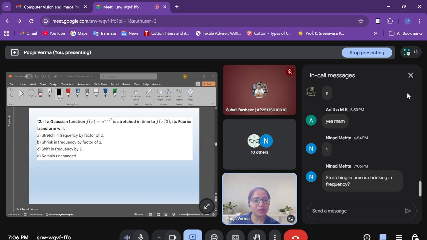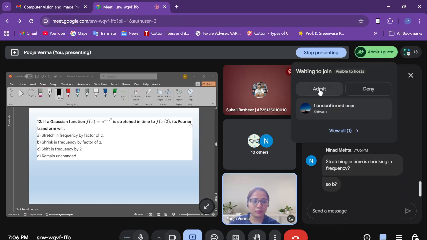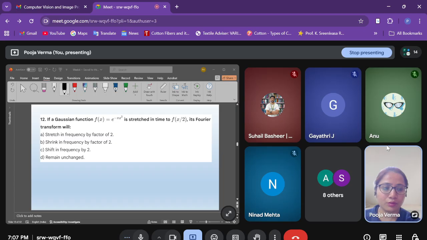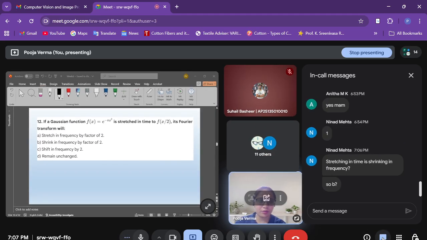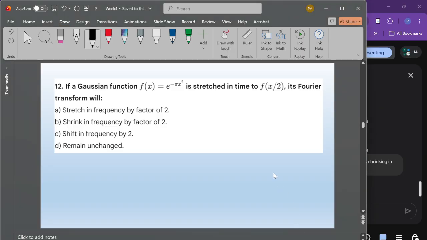Okay, stretching in time, shrinking in frequency, right? That is correct. Stretching in the time domain, it will shrink in the frequency domain. Okay, so here we will see the detailed solution for this one. Yeah, that is correct. Stretching in the time domain, it will shrink in the frequency domain.